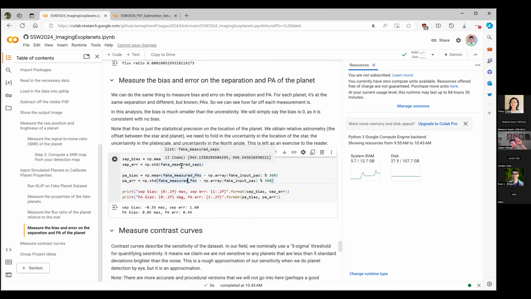So we know what the true separations are, we know what the true PAs are, and then for our fake planets, we measure the PA and separation, which is not exactly the true separation and PA that we injected them at. So we can use that error in the measurement of the fake planets to understand what the measurement error is in our ability to measure the separation and PA of these planets. And you can see that the errors are about 1.6 milliarcseconds and 0.045 degrees.